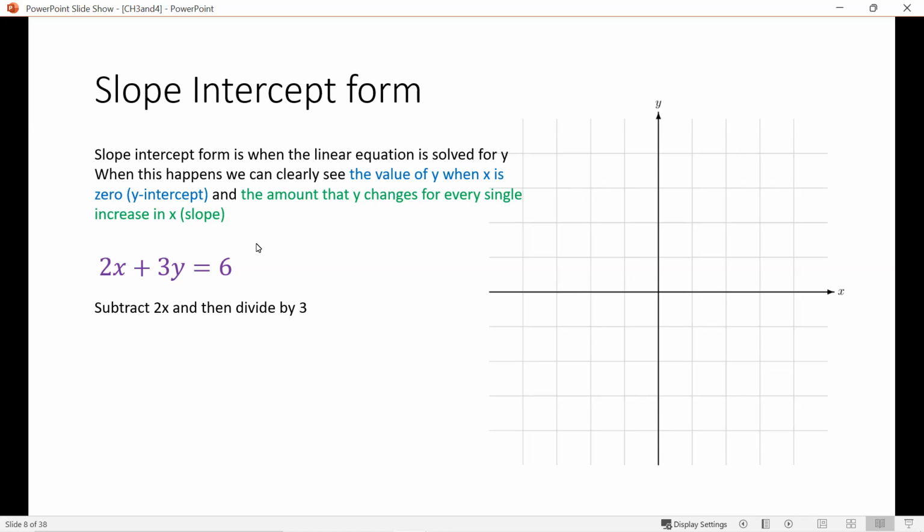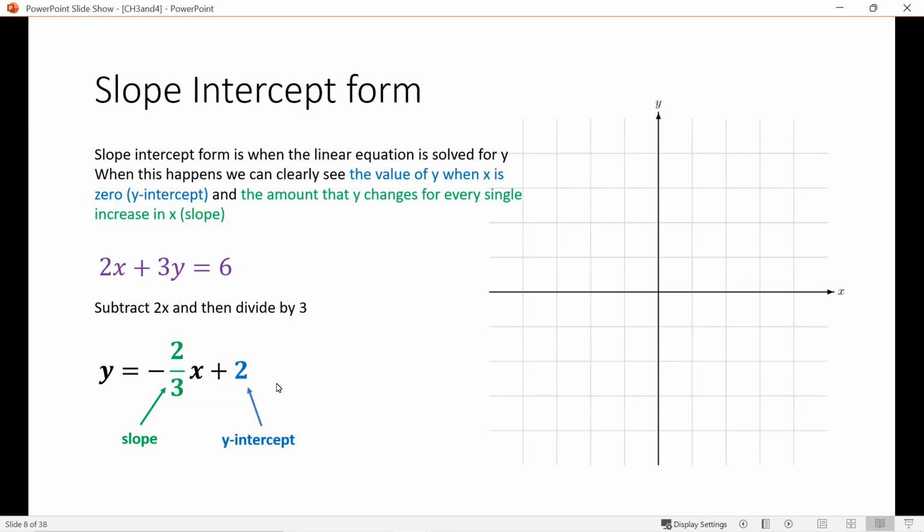So to put this equation, which is linear because x and y are not being squared and they're not being multiplied by each other, this is what's called standard form. We're going to turn it into slope-intercept form by solving it for y. So we'll subtract the 2x and we'll divide by 3. And then we get an equation y equals -2/3 x plus 2. Now this is slope-intercept form. The 2 is the y coordinate when x is 0. Notice when x is 0, this whole term becomes 0 and y becomes 2. So that means we are going to cross the y-axis at x is 0, y is 2.